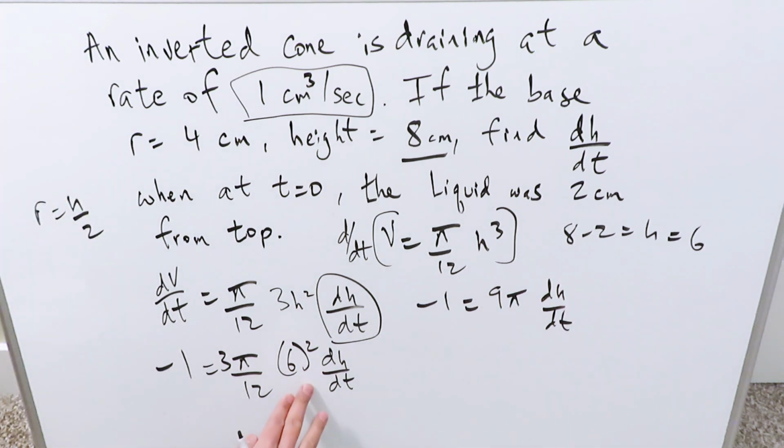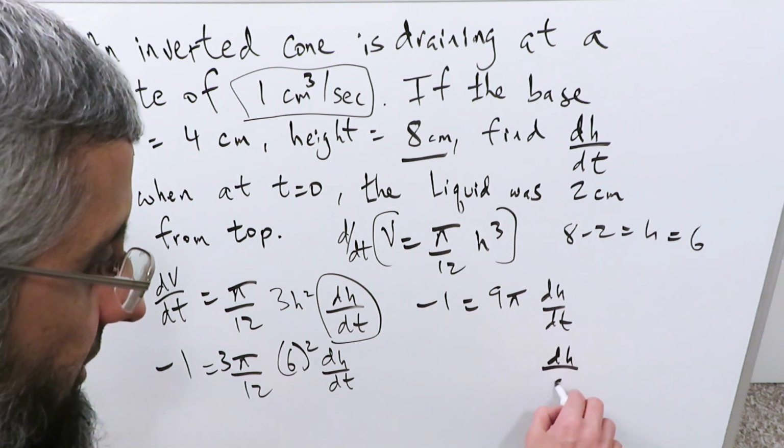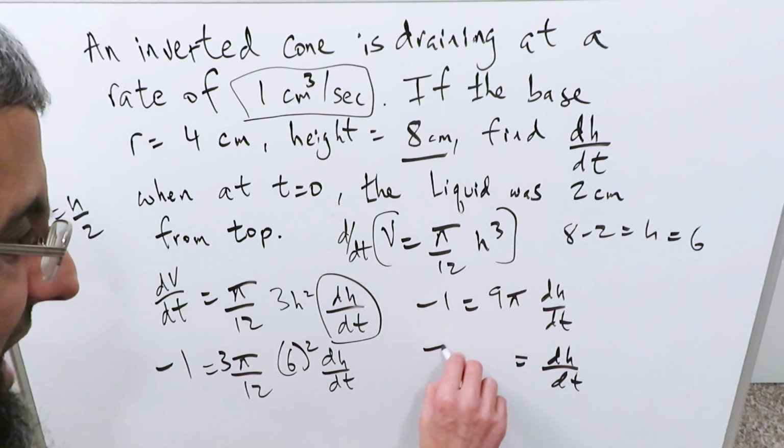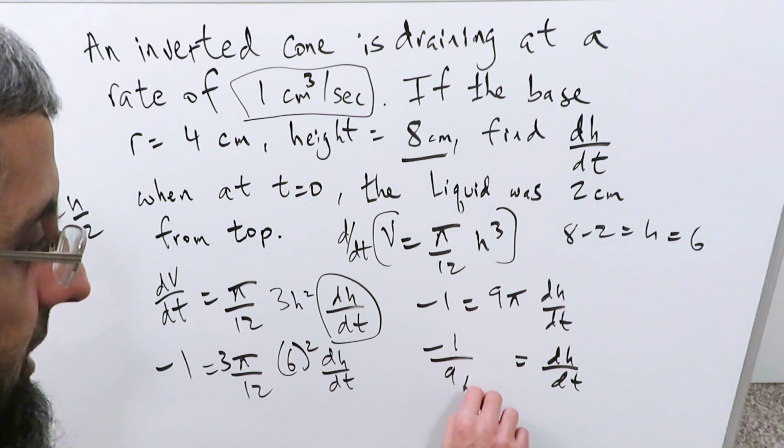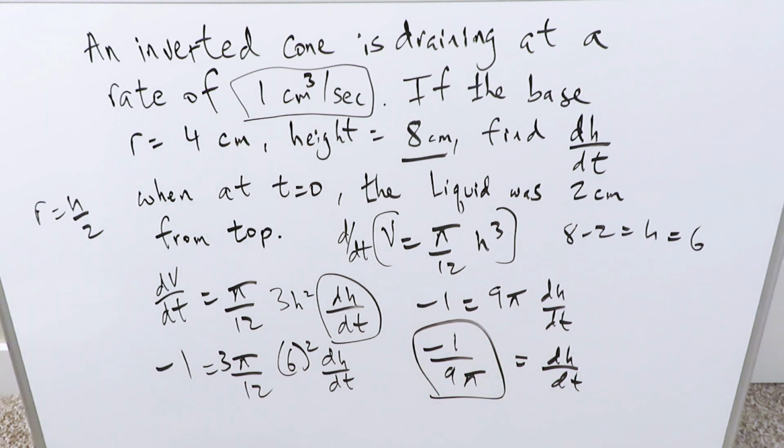You know this is simple math. 36 divided by 12 is a 3. 3 times that 3 is a 9. Solve for your rate of change of height with respect to time, which is equal to minus 1 over 9 pi. And that right here will be your answer.